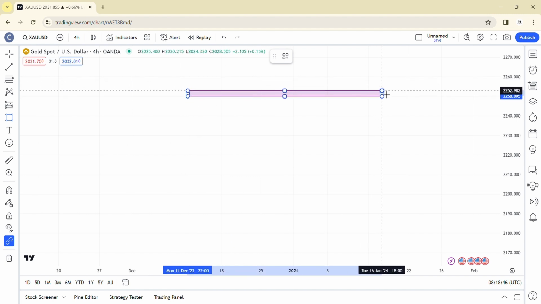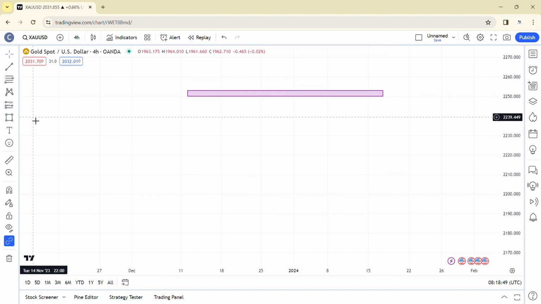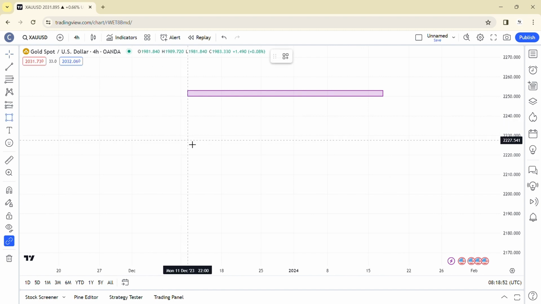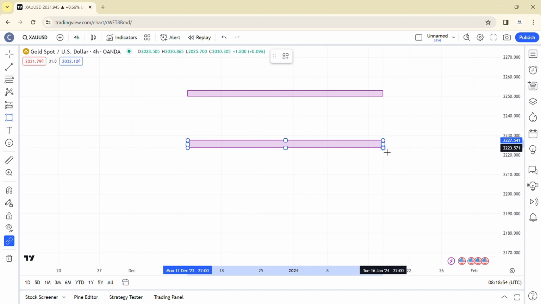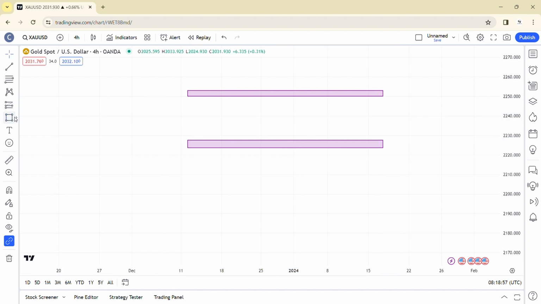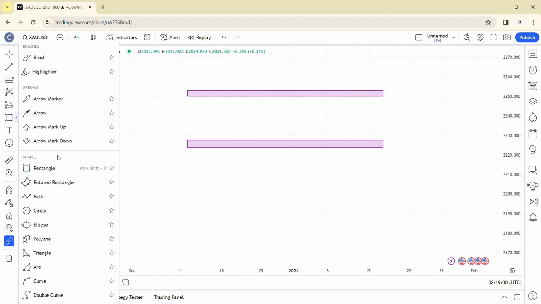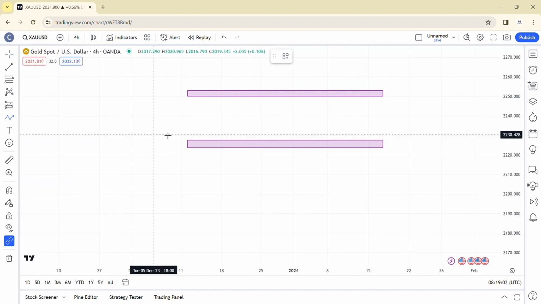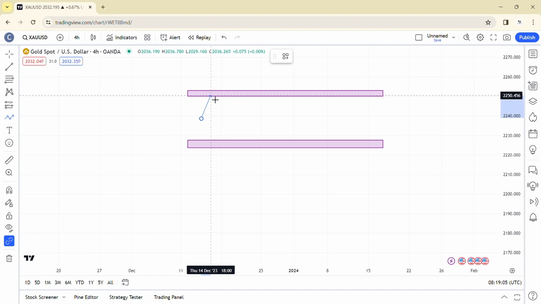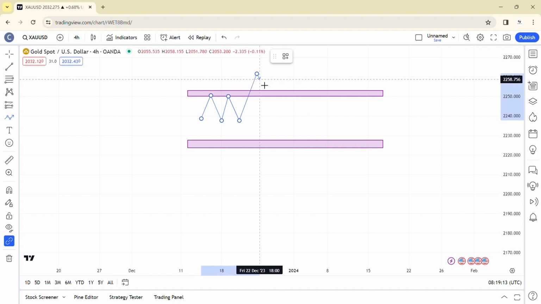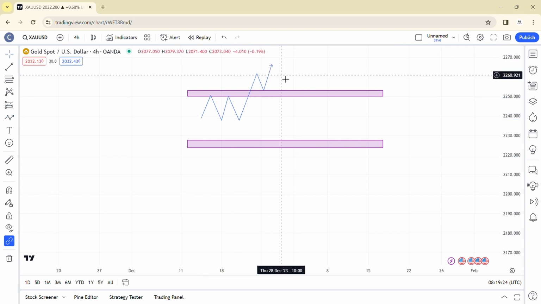The break and retest strategy is when you have your resistance, which is the ceiling, and you have your support, which is the floor, and then price moves between your support and resistance, and eventually if it breaks your resistance, it comes back to retest, hence the name break and retest, before continuing to the upside. And same for the support.